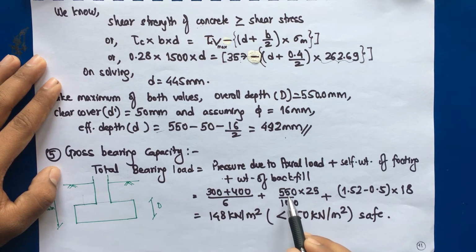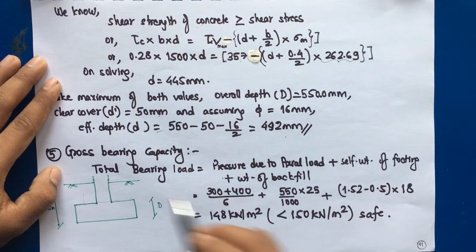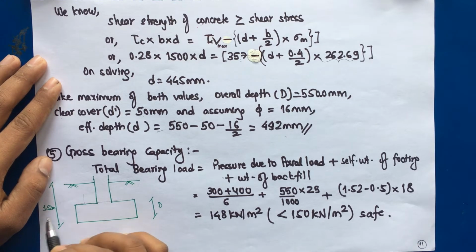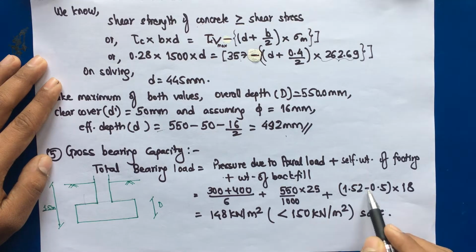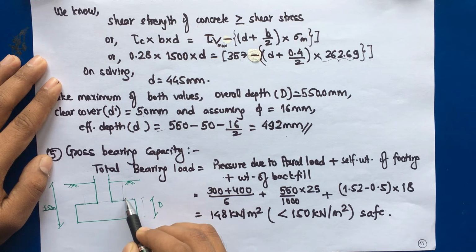and the depth is 550/1000, converting depth into meters, times 25, the unit weight of concrete, 25 kN/m³, plus backfill. Generally the depth of footing is provided as 5 feet, and this comes as 1.52 meter minus 0.55, so this is the depth. I am subtracting the depth of foundation because the backfill will be this much only, so (1.52 minus depth) times 18, the unit weight of soil, 18 kN/m³.